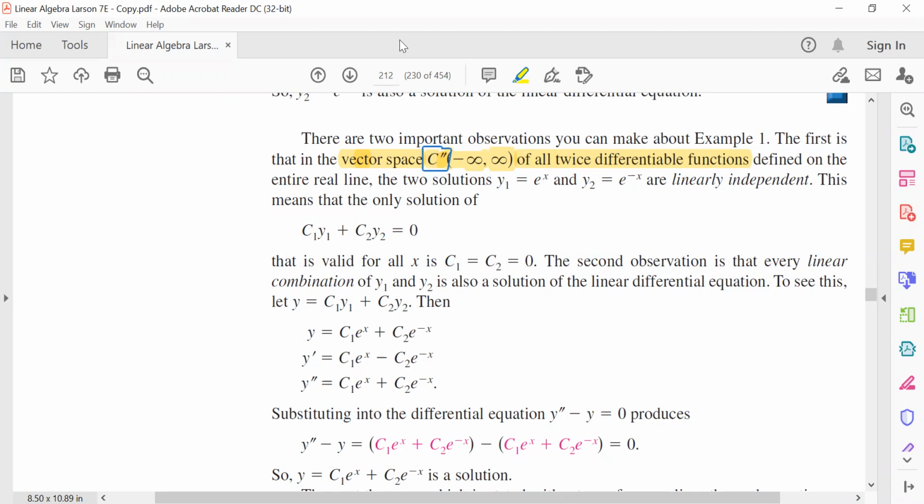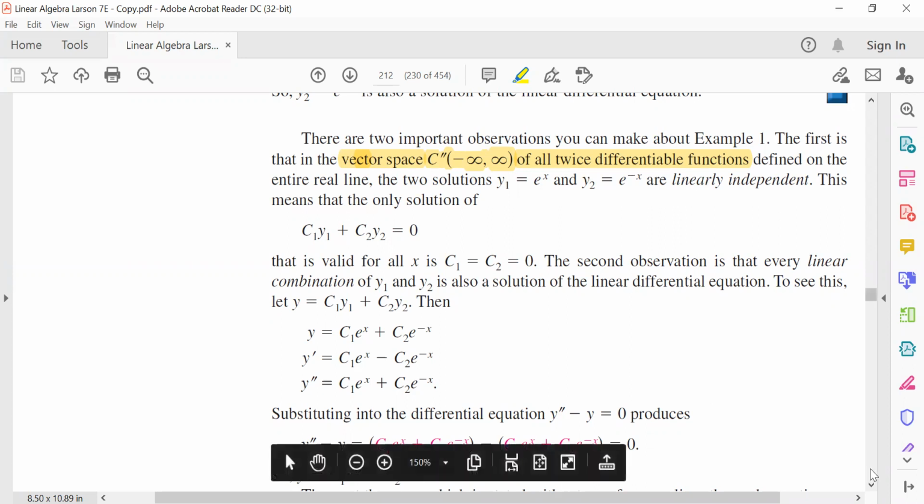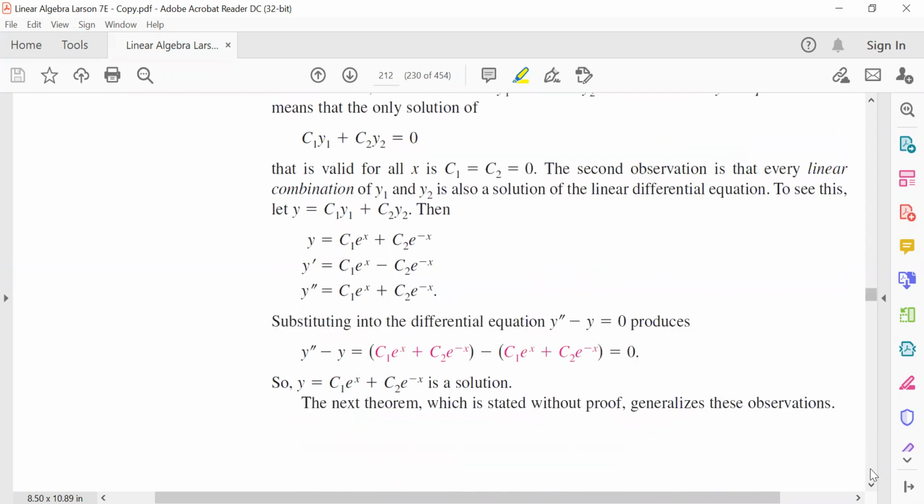So the vector space of all twice differentiable functions, that's the vector space, and y equals e to the x and y equals e to the negative x are linearly independent, and it all fits into what we do. So basically, the general solution is really the linear combinations. That may or may not be presented that way in a differential equations course, but that's really what we have here for a linear differential equation.